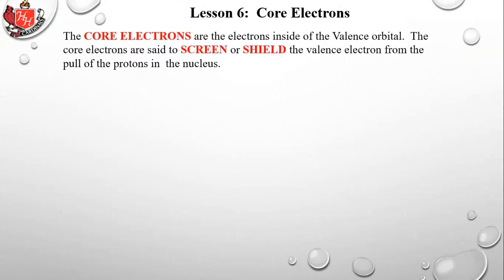Core electrons. The core electrons are the electrons inside the valence orbital. So you generally have two types of electrons. The valence electrons, the one in the outer orbital, and the core electrons are all the electrons that are inside of the valence orbital. The core electrons are said to screen or shield the valence electrons from the pull of the protons in the nucleus. In the case of lithium, it's just one valence electron, but it could be more.